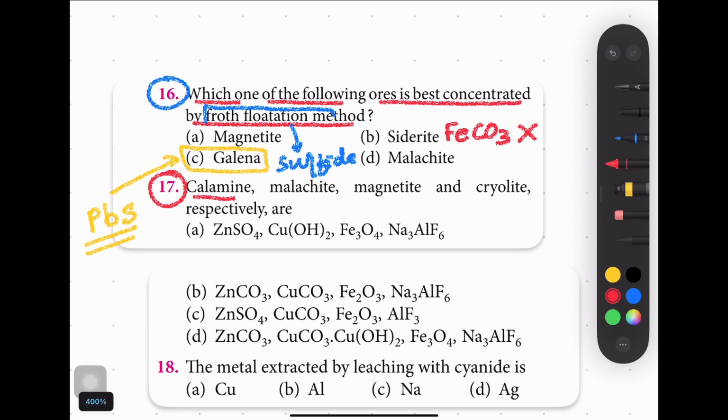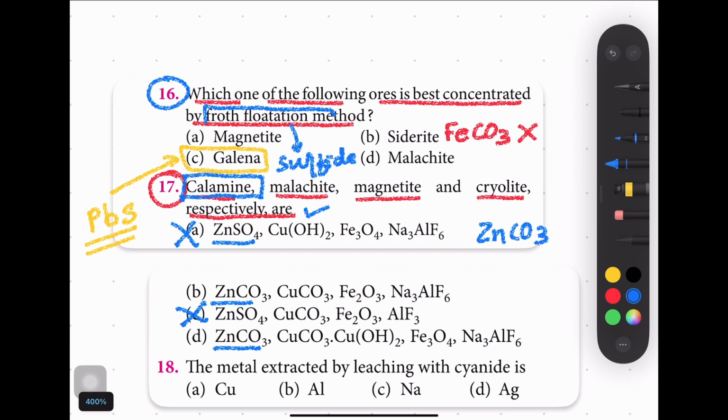The calamine, malachite, magnetite and cryolite respectively are. So this question is directly based on the formula of ores. Calamine is basically ZnCO3. So option A is wrong. Option B can be correct. Option C is wrong. Option D can be correct. So 2 options we have eliminated with only one ore formula.